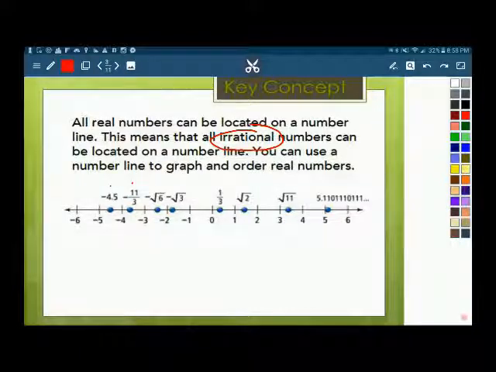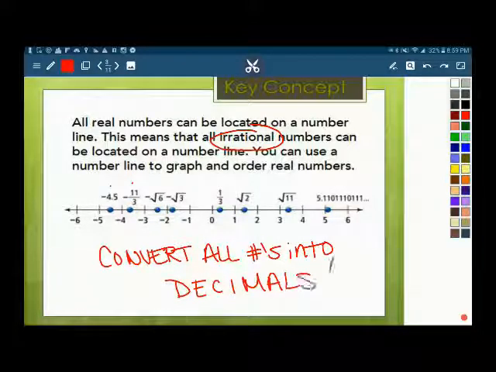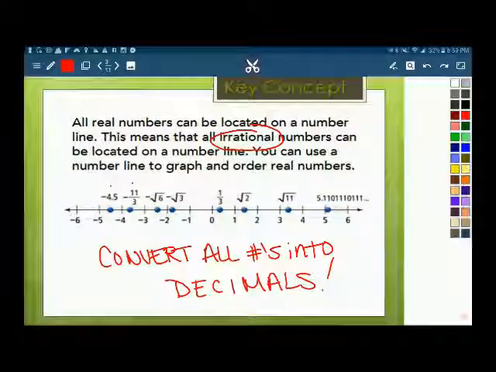And the way that we're going to be able to tell that is by converting all the different types of numbers into decimals. So that's what I'm going to write as a note. We're going to convert all numbers into decimals. Okay, because that's the only way we can really truly compare, is we just go from left to right comparing each number and we see which one is bigger or smaller.